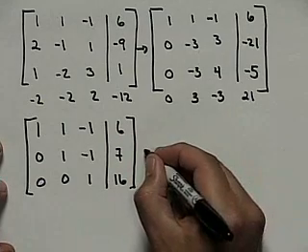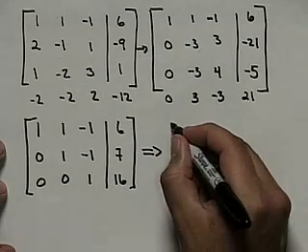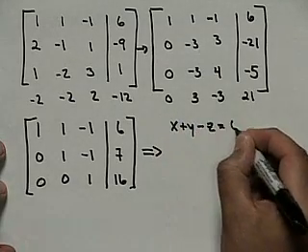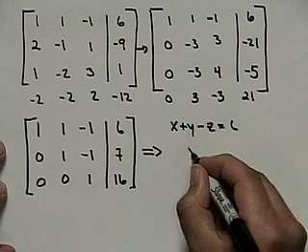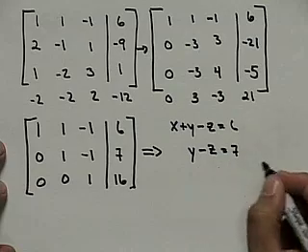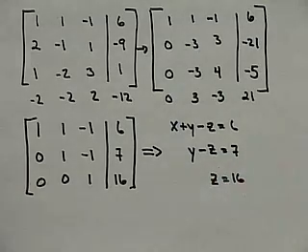So now we can transform this back into a system of linear equations. The first equation is x plus y minus z equals 6. The second equation is y minus z equals 7. And then the bottom equation is z equals 16. So now that we know these facts, we can go back and substitute into each of these equations to find the actual values of x, y, and z.